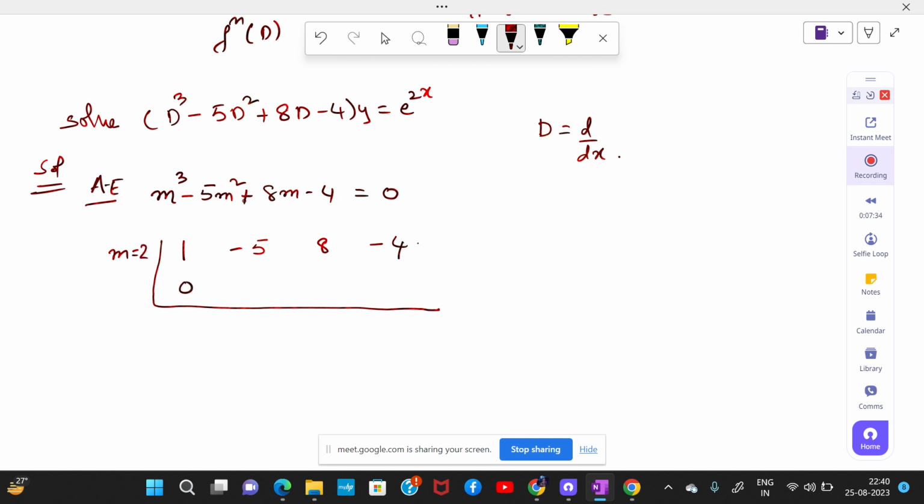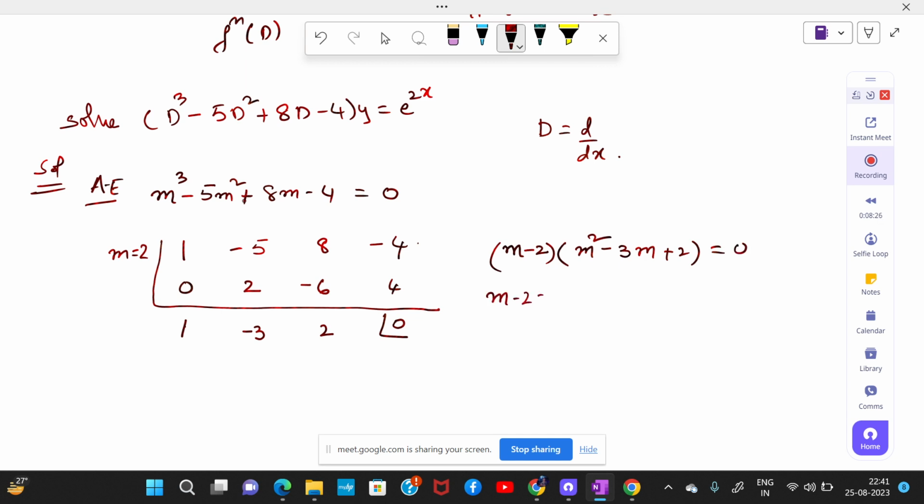First you start with 1 plus 0, it's 1. Then multiply 1 into 2, it's 2, and write it in the next place. Minus 5 plus 2 gives minus 3. Minus 3 into 2 is minus 6. 8 minus 6 is 2. 2 into 2 is 4. So the last term becomes 0. This is your one root: m minus 2. Next, this becomes m square minus 3m plus 2.